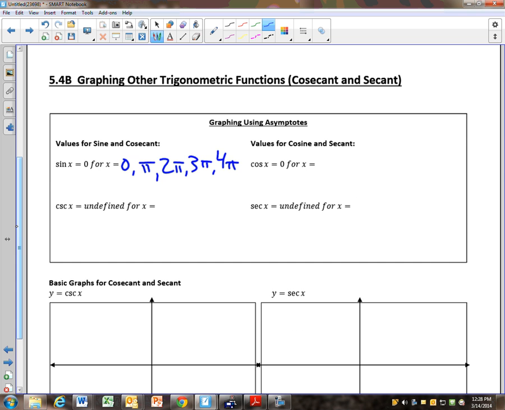That's important to us, because if sine is equal to 0 there, what's the relationship between sine and cosecant? Reciprocals, yeah? What's the reciprocal of 0? Undefined. So if sine's equal to 0 there, then cosecant is undefined there. If it's undefined, what shapes do you think I have at those spots? Yep, vertical asymptotes.